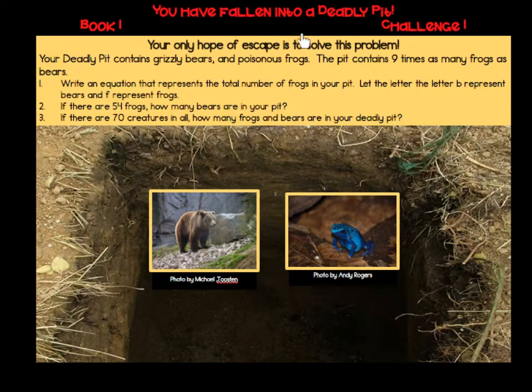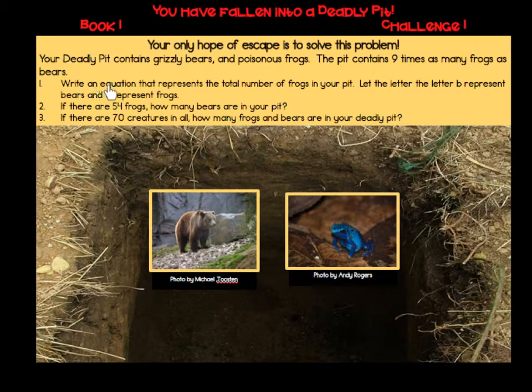You have fallen into a deadly pit, my friend. Too bad for you. Your only hope of escape is to solve this problem. That is correct. Your deadly pit contains grizzly bears right there and poisonous frogs. Do not touch that frog, my friend. It is deadly poisonous. The pit contains 9 times as many frogs as bears.